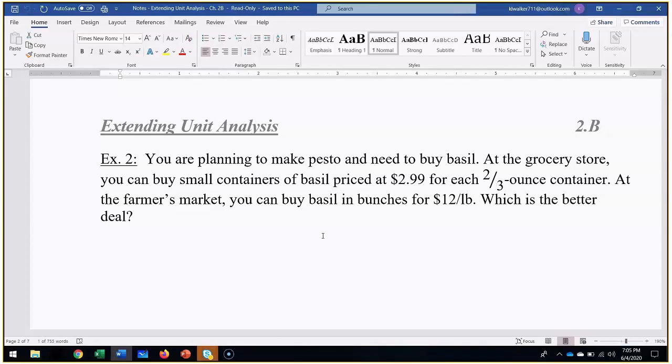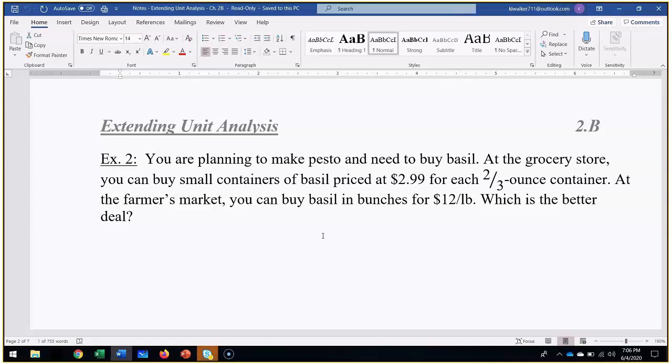$2.99 for each, so per 2/3 of an ounce. Okay, then the farmer's market is $12 per pound, per 1 pound. And the question wants to know, what is the better deal?